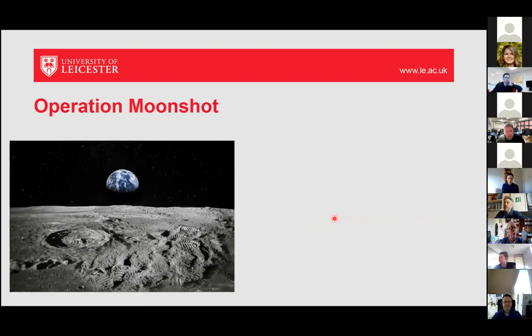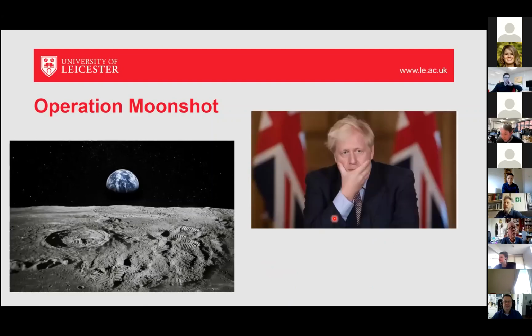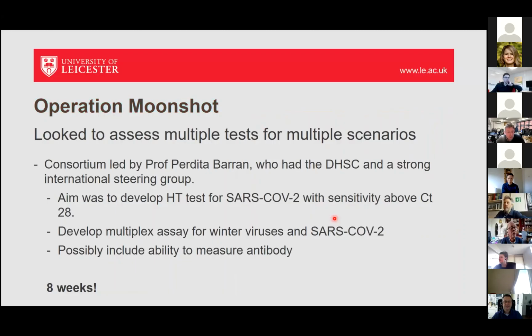So then, around about the end time of that, the UK government announced Operation Moonshot. It turned out that this guy was interested in mass spec. What Operation Moonshot really wanted to do was to assess multiple tests for multiple scenarios. So they're looking at immunoassays, a whole load of nucleic acid assays, Raman spectroscopy, I think, is involved, but looking to see where they could be employed, whether at airports, hospitals, care homes, etc., etc.